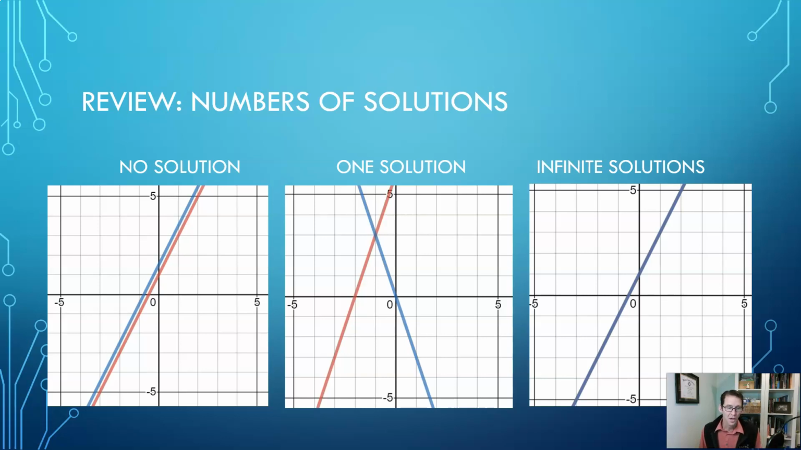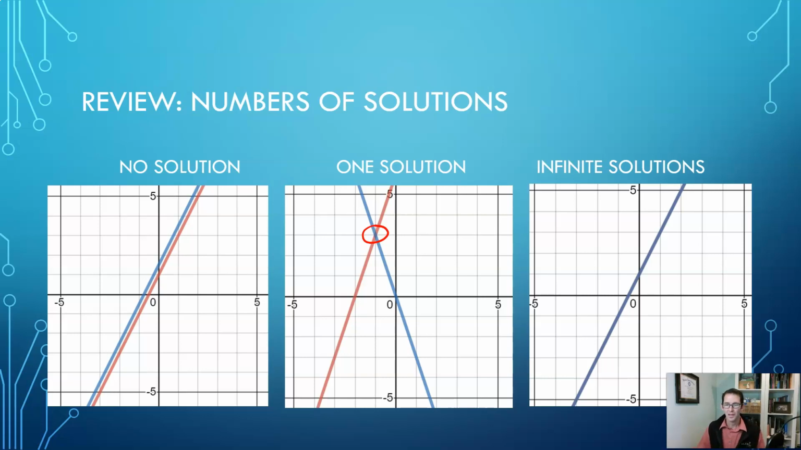In the 8th grade, we did some solving of equations graphically, and there were three scenarios there. One of them was when you had no solution, and that happened when you had two parallel lines. Then you had one solution, and that occurred when the lines crossed in exactly one spot. Or there were infinite solutions, and that occurred when your lines were overlapping, so they were the exact same line.